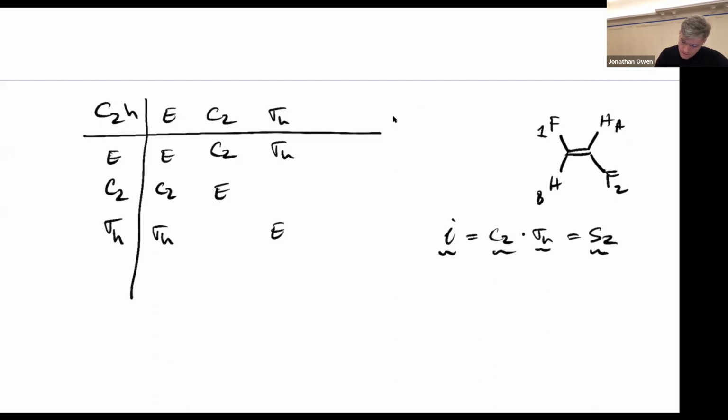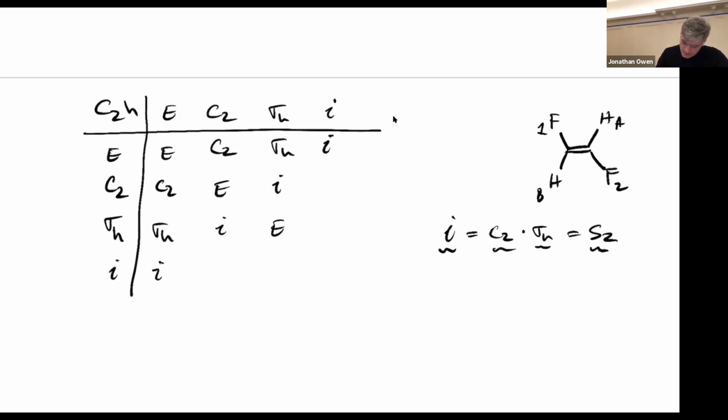Okay. The C2 followed by sigma H gives you an I in here, and also back there. So we could add I to our table. And we know E does nothing, so we can write I's in there. So let's do an inversion followed by a C2. Well, that's just going to give you a sigma H. C2 followed by inversion is going to give you a sigma H, and so on. And I followed by I is the same thing as E.